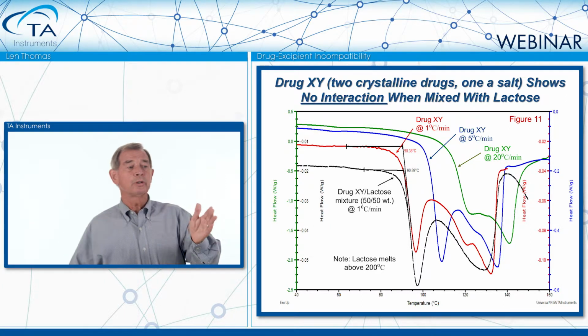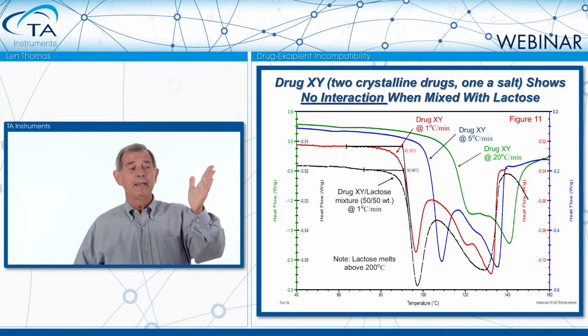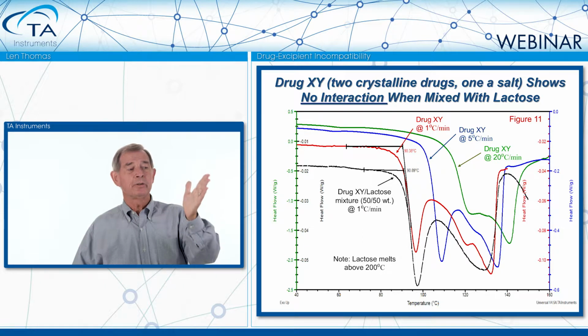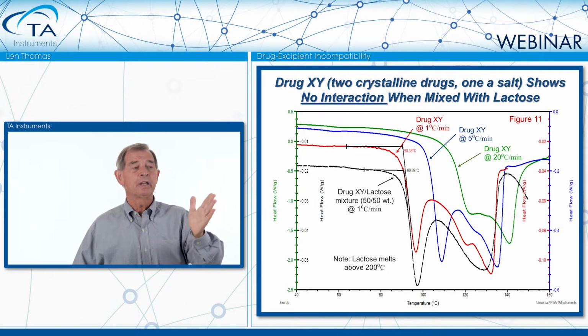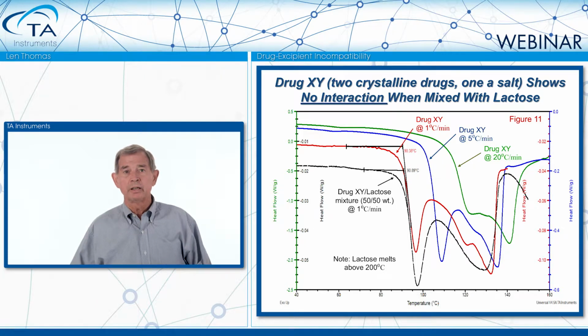What we're looking for is how does the 1 degree per minute data in the mixture compare to the 1 degree per minute data from the individual compounds? And what we see here is that there is no change. That tells us that there's likely no interaction between lactose and either one of these active ingredients.